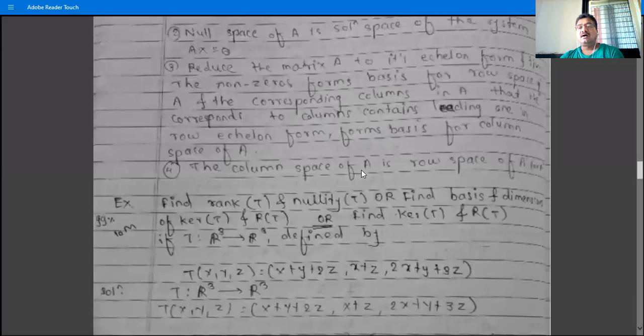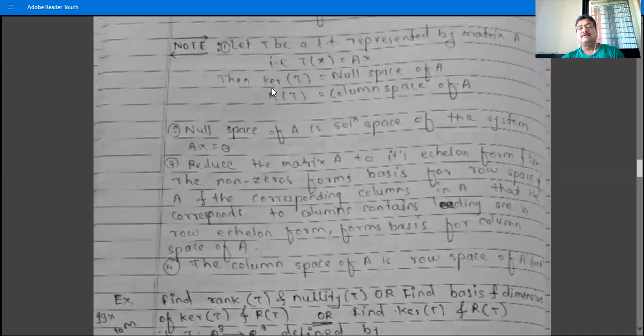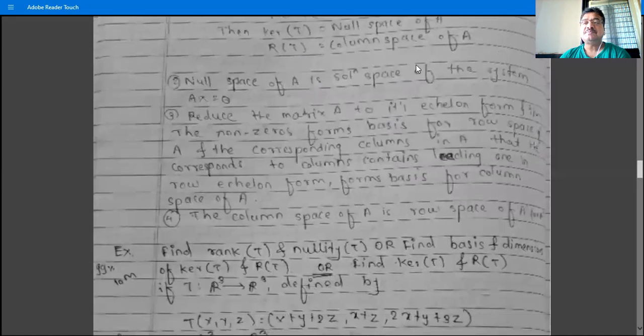That is, write A transpose and obtain the basis for row space of A transpose, and it is a basis for column space of the matrix A. So this gives another method to obtain the basis for column space. Because if you have to obtain the basis for range of T, then we have to obtain the basis for column space of A.